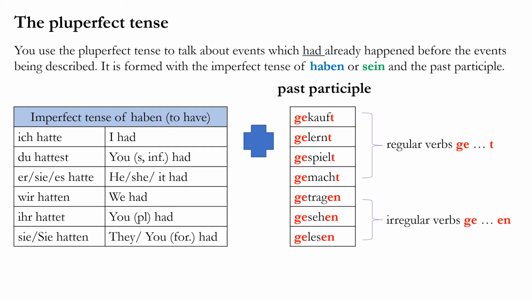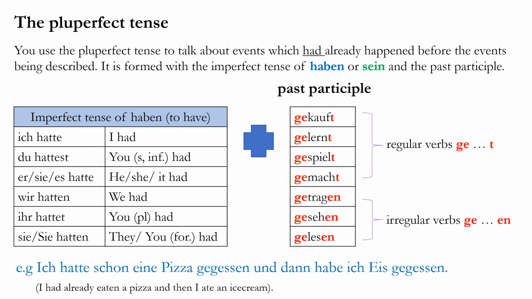And then we add this to the past participle, and you notice here regular verbs form their past participle with a g and a t, and irregular with a g and a n. Okay, hopefully when you look at those participles you recognise quite a few, like gekauft, bought, or gelernt, learnt, or gespielt, played, or gemacht, done, or made. Here's our example again. Ich hatte schon eine Pizza gegessen und dann habe ich Eis gegessen.